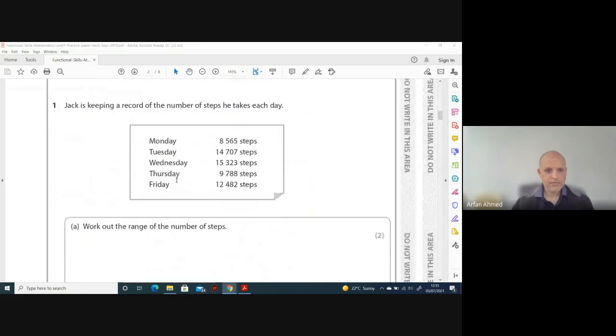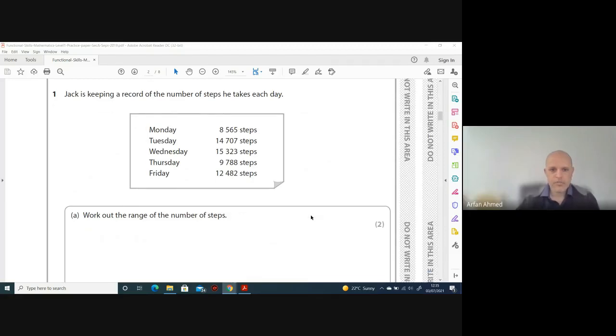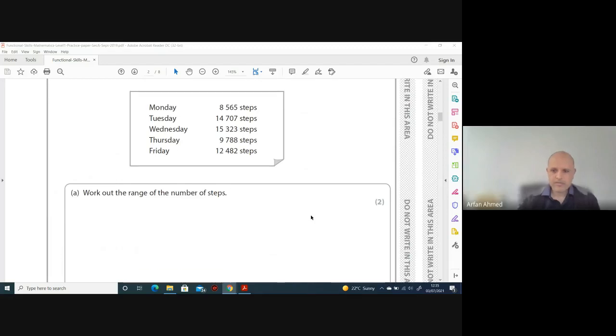Section A. Jack is keeping a record of the number of steps he takes each day. So you've got Monday, Tuesday, Wednesday, Thursday, Friday. Work out the range of the number of steps. 2 marks for this question. Okay, let's have a look.